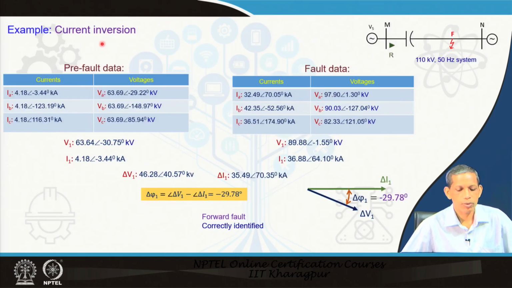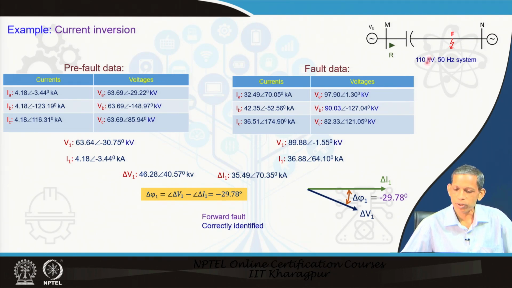For the current inversion case that we discussed earlier, we have already computed V 1 and I 1 for the same example. So, compute the delta V 1 from V 1 f minus V 1 pre, and delta I 1 from I 1 f minus I 1 pre. Then our delta phi 1, which you calculate as angle of delta V 1 minus angle of delta I 1, gives us 29.78 degree. So, this minus this angle gives us 29.78 degree. This angle is now negative, so we say that this is a forward fault. So, this is what we talk about.